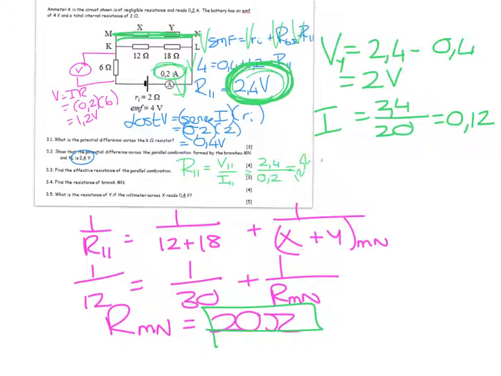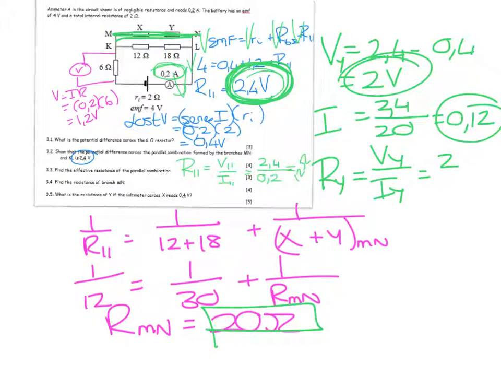Now I'm going to say the resistance of Y is equal to the potential difference across Y, which I've just worked out is 2, divided by the current going through Y, which I've worked out is 0,12. And I land up with 16,67 ohms.